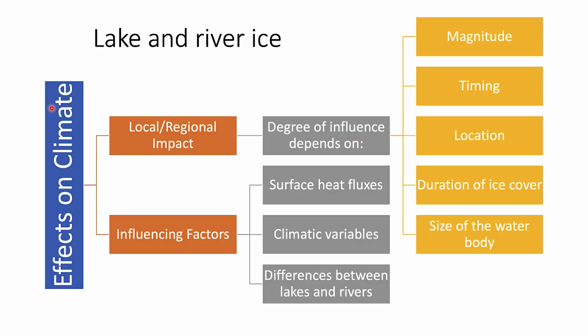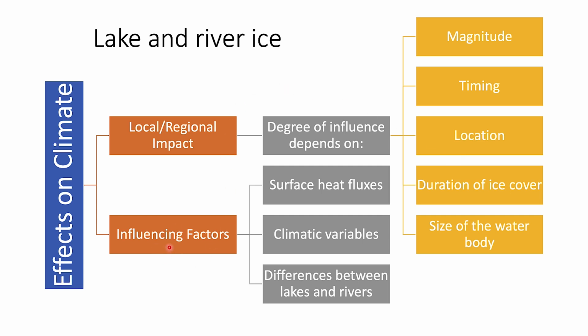So we have talked about the effect of climate. So how does the change in the cryosphere affect the climate? One is the local or regional impact. When we talk about local or regional impact, how much it is going to affect basically depends on the magnitude, timing, location, duration of ice cover and size of the water body. Because when a water body is present, it can refreeze. So when it refreezes, that also affects the local and regional areas.